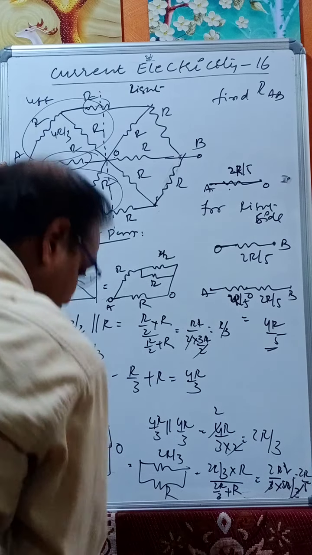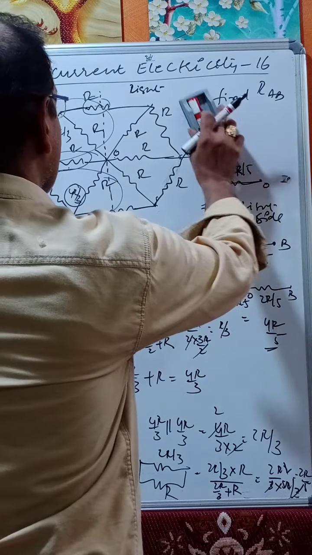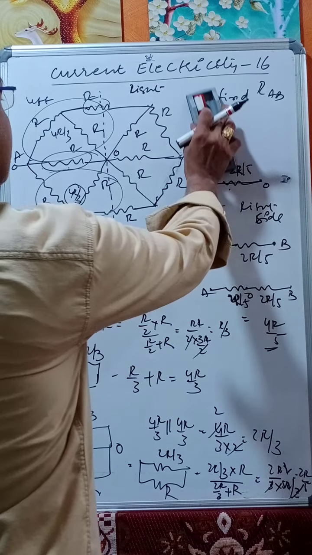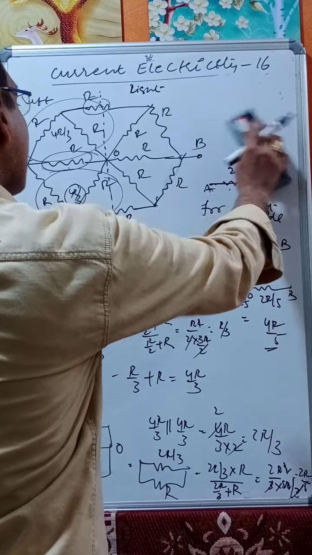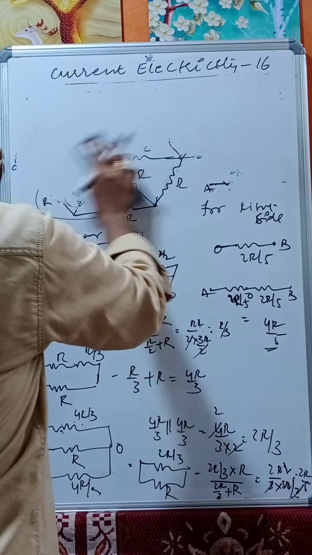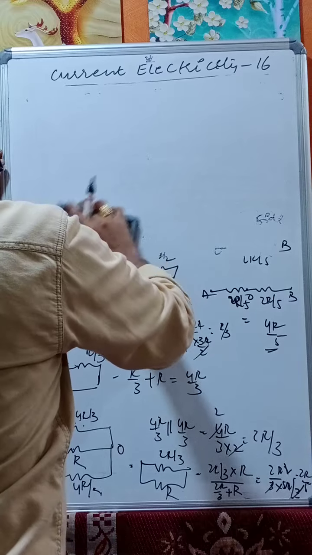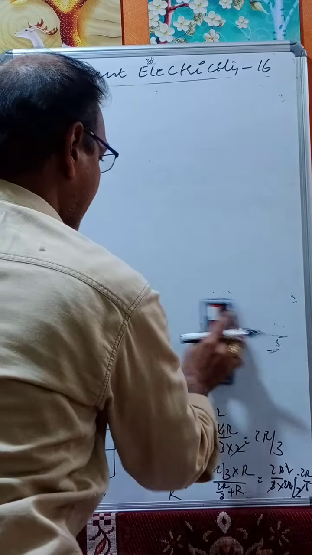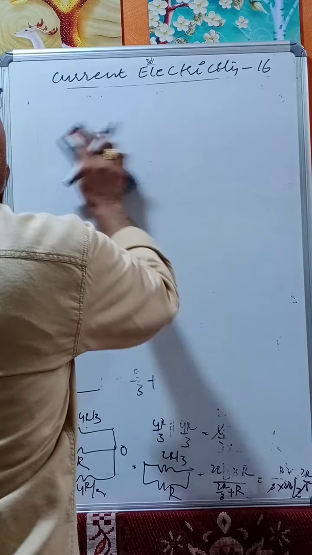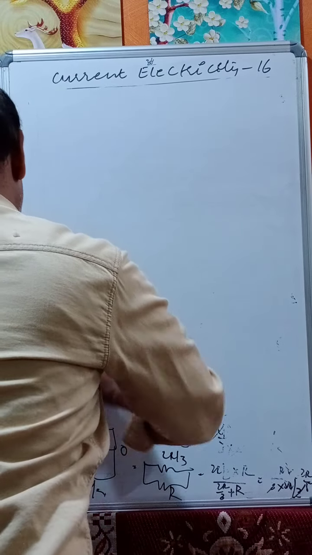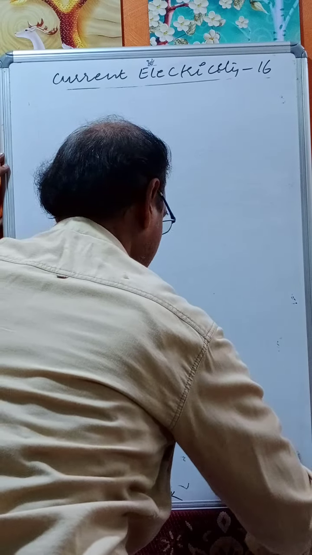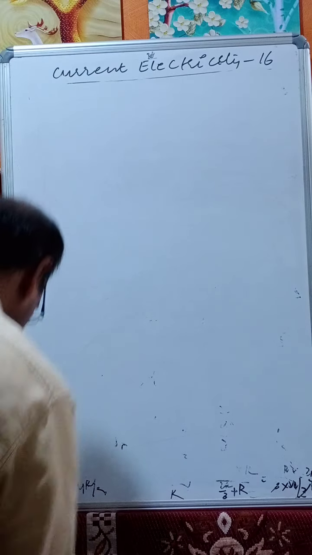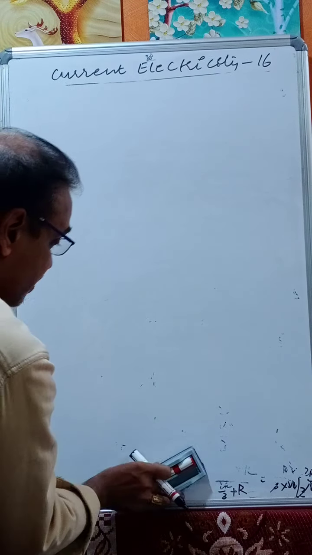This is one method. Let us see the another method, the direct method also. We get answer is 4R by 5. Remember the answer is 4R by 5. Now let us see how to solve this one in another way. Same problem in another way by using the equipotential point method. Let us discuss the equipotential point method now.